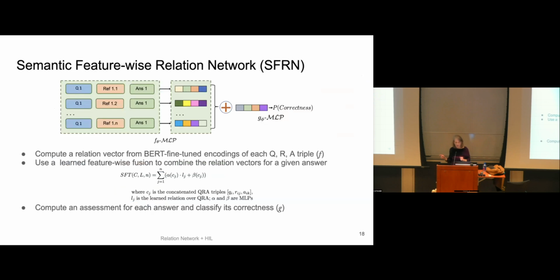Here's our network, where we create multiple vectors for each student answer because we have multiple reference answers. For every reference answer, we have to create a vector. But then we've got all these vectors. What do we do with them? We have to fuse them together. We could use a weighted average or something, but instead we learn a feature-wise fusion function to combine them. And then it gets sent off for the correctness assessment.